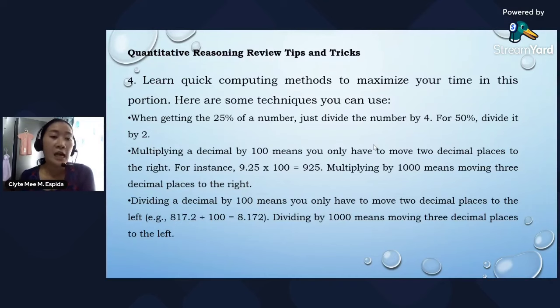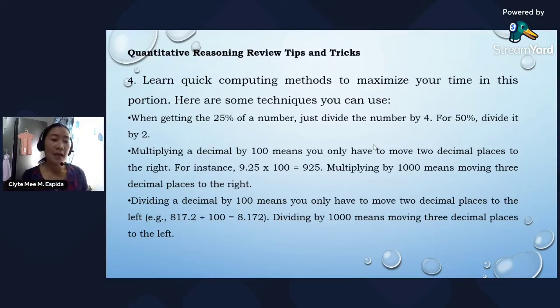Example, when getting 25% of a number, it is as simple as dividing it by 4. So let's say 25% of 80, just simply divide 80 by 4, so the answer would be 20. For 50%, just simply divide it by 2, or half. When we say 50%, that is half. So let's say 50% of 30, that would be 15.